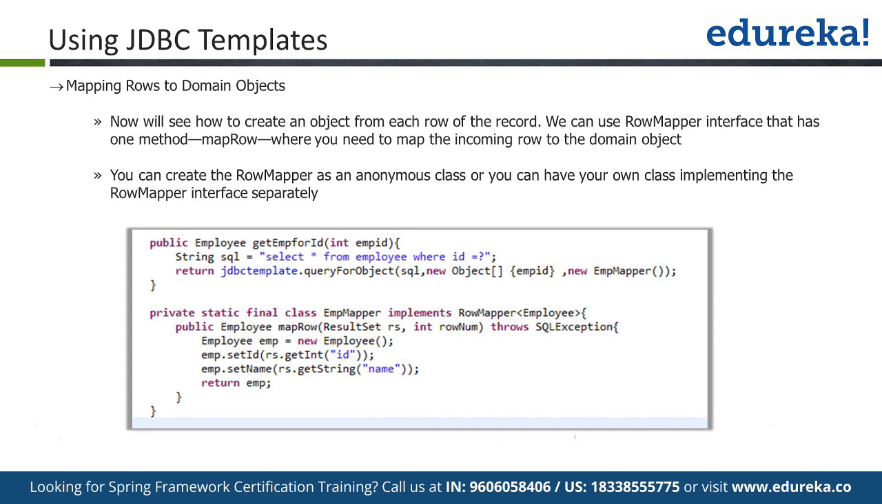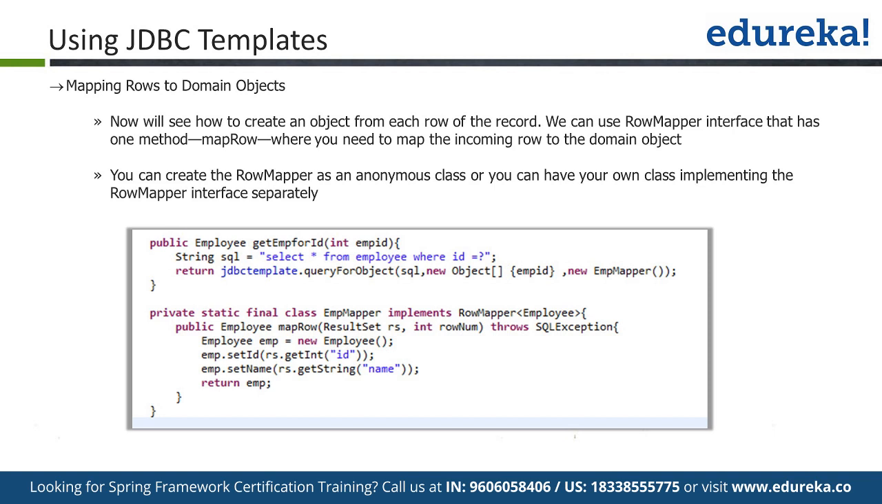Mapping rows to domain objects. So public Employee getEmployeeForID, with employee ID and all, and then returning the employee mapper. Create your employee mapper class with the help of RowMapper. Mapping rows to domain objects: now we'll see how to create an object from each row of the record. We can use the RowMapper interface that has one method, mapRow, where you need to map the incoming row to the domain object attributes. You can create the RowMapper as an anonymous class, or you can have your own class implementing the RowMapper interface separately. So this way you can create your own RowMapper class, or have an anonymous class where you are using it in your DAO class.